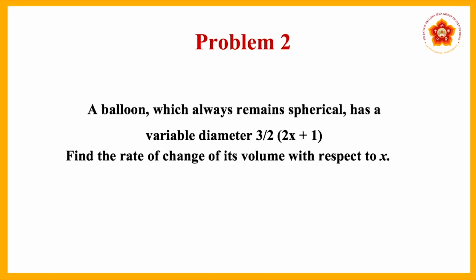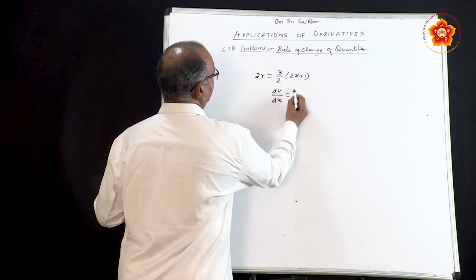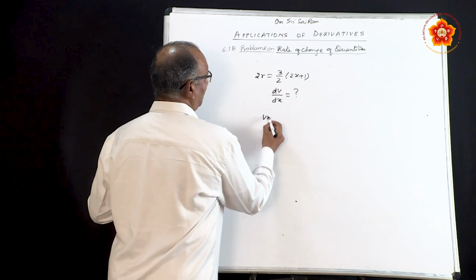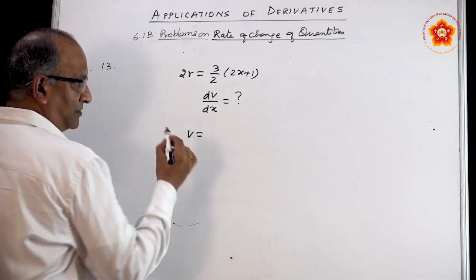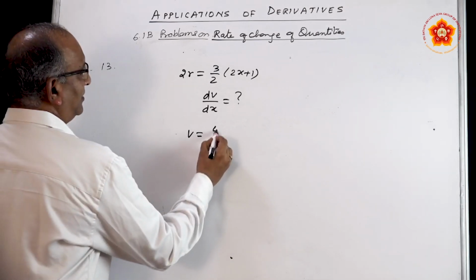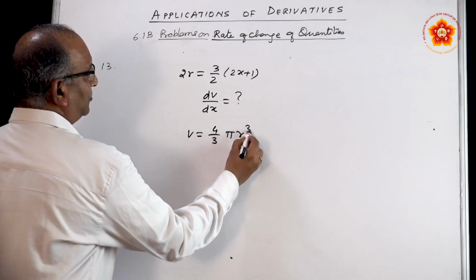And he has given a relation: 2r is equal to 3 by 2 into 2x plus 1. He is asking us to find the rate of change of its volume with respect to x, that is, dV by dx. What is the formula? We have the formula: volume of a balloon which is spherical is 4 by 3 pi r cube.